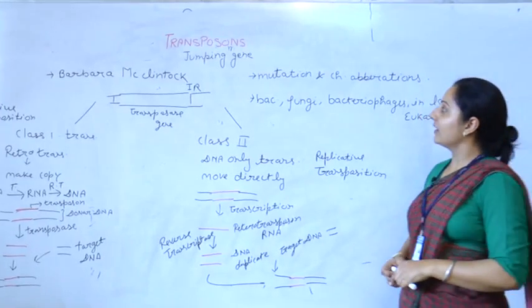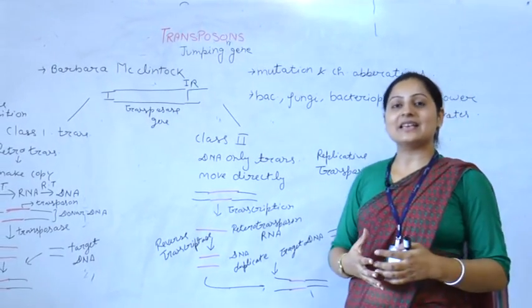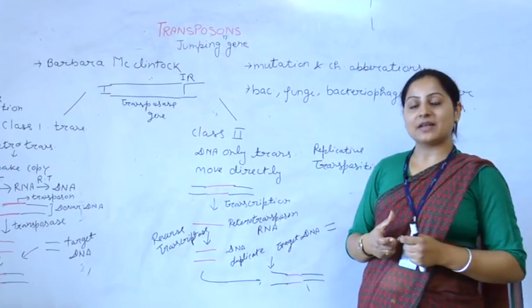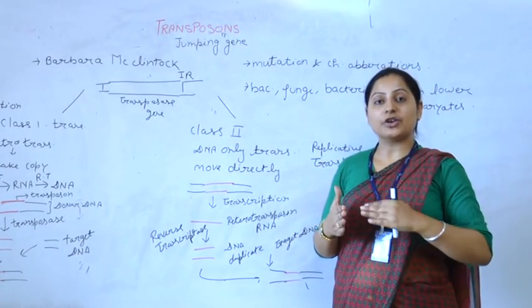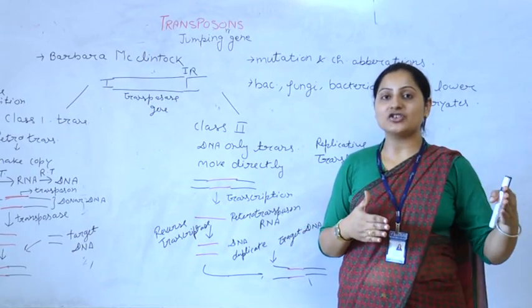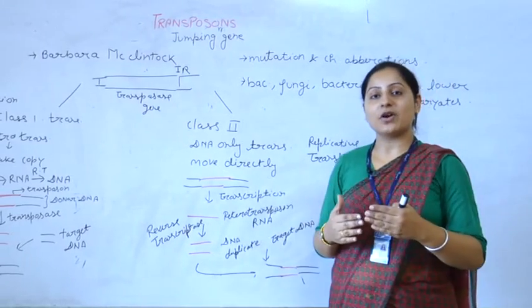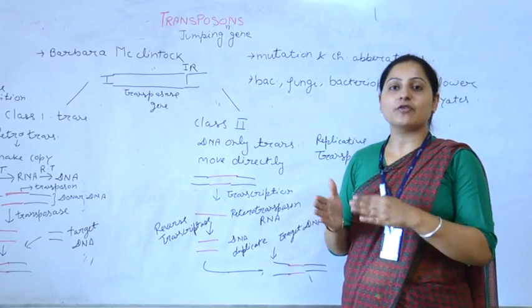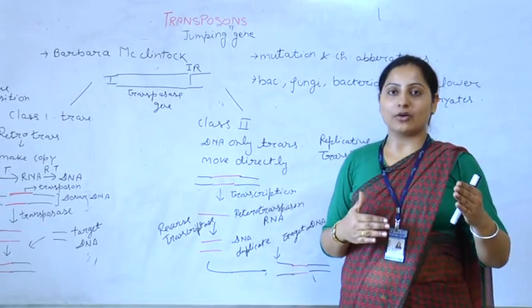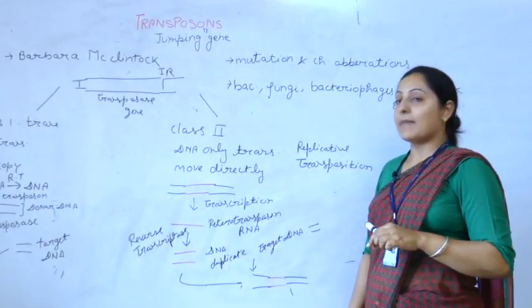Today I'll tell you about the transposons. Transposons basically are the DNA segments which shift from one gene to another gene or one position to another position. These are also called the jumping genes because of their nature, because they shift their position from one loci to another loci. It was discovered by Barbara McClintock.